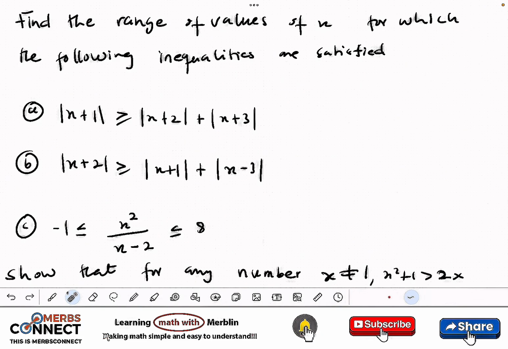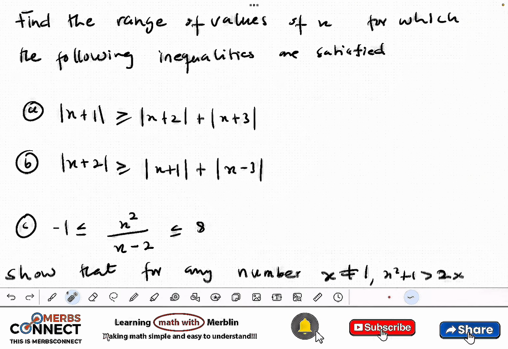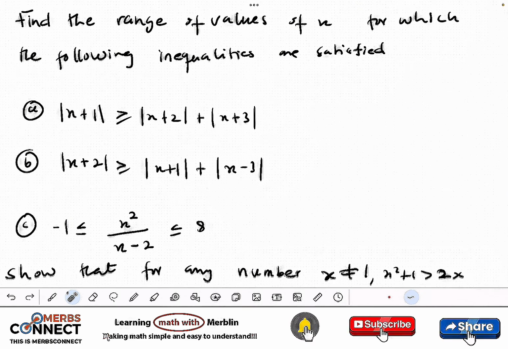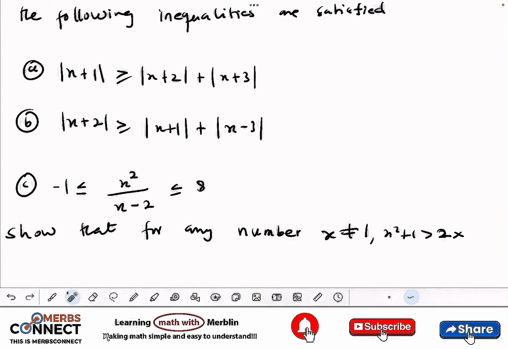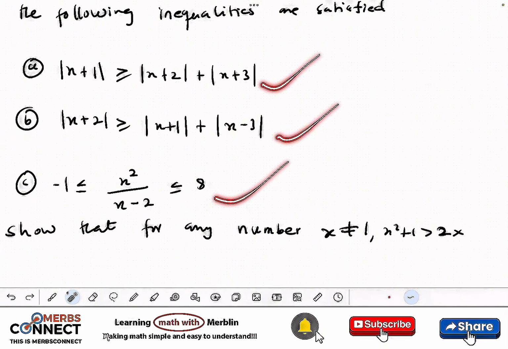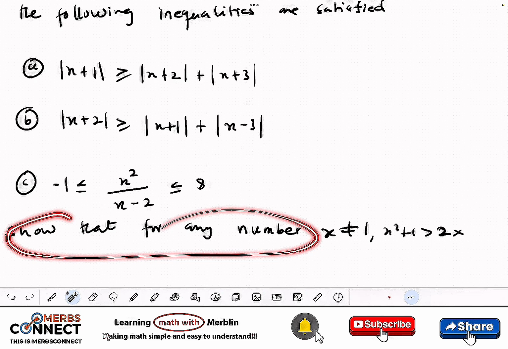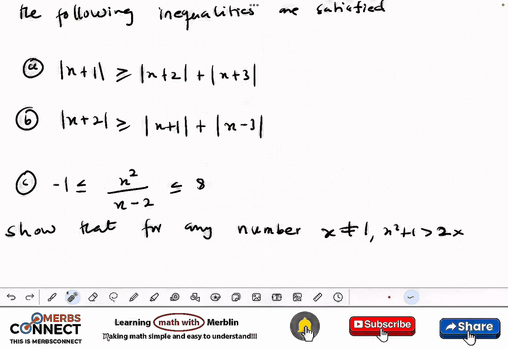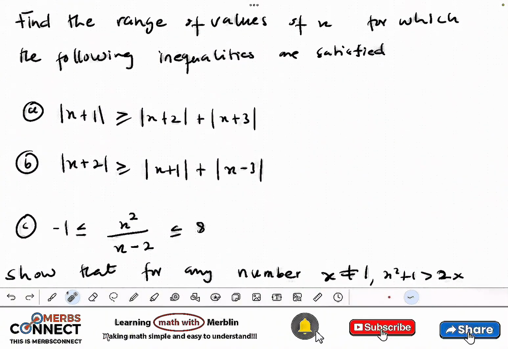In this video, we are going to find the range of values of x for which the following inequalities are satisfied. We are going to go through each of them, and for the last one we are going to show that if x is not equal to 1, then this is greater than 2x. So let's jump right in.